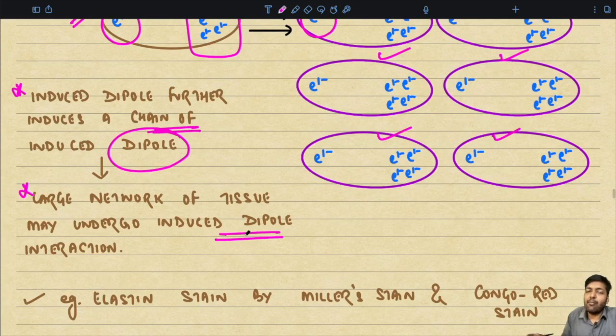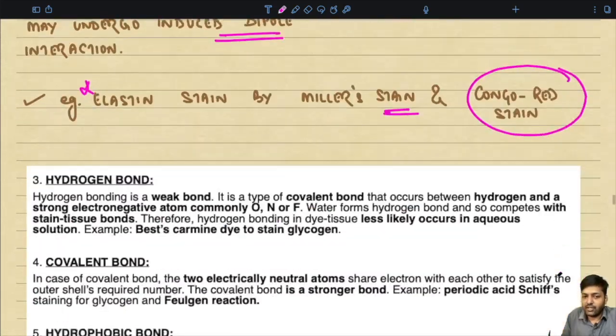So what is the example of a stain following this principle or this particular van der Waals force? We have the elastin stain by Miller stain as well as the Congo red stain. These are examples of van der Waals interaction.